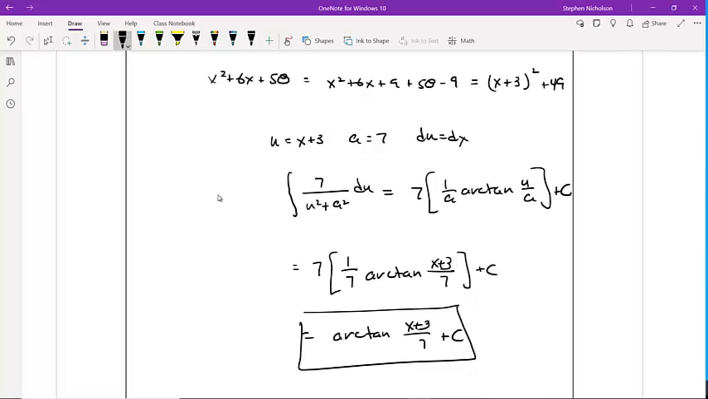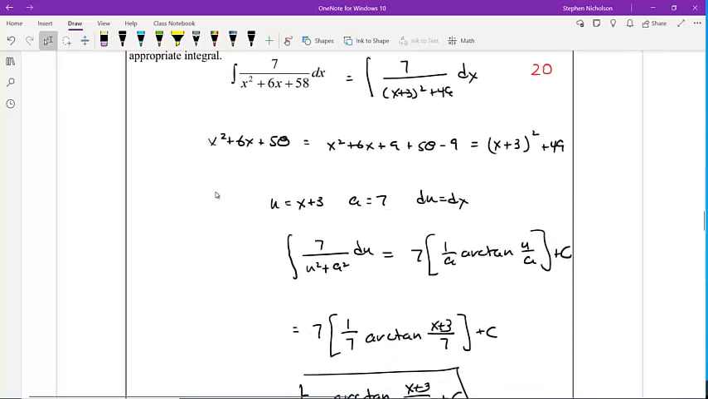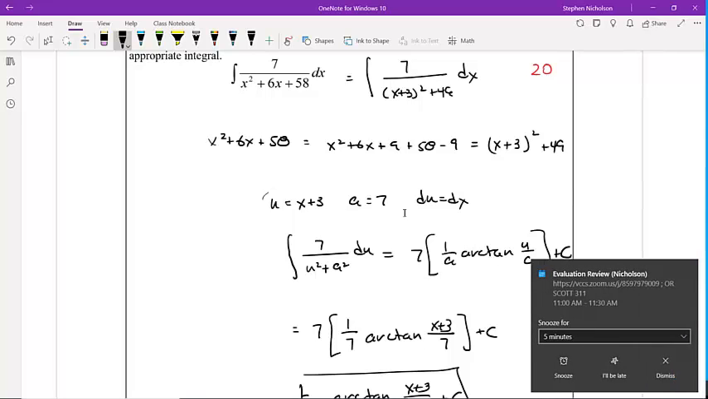Some people picked a as x plus 3 and u is 7, and that does not work. The u always has to involve the x term. I know why you did it, because it's a squared plus u squared, so you thought this was a squared. This was u squared, but the u always involves the variable.